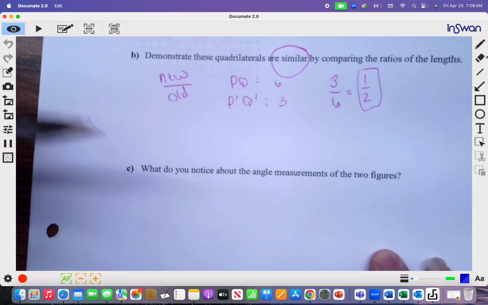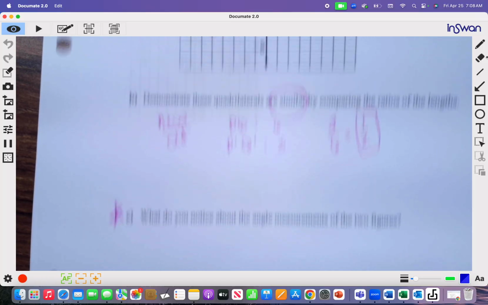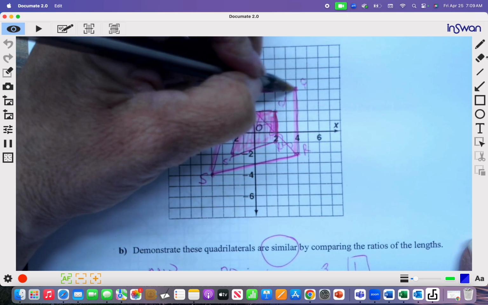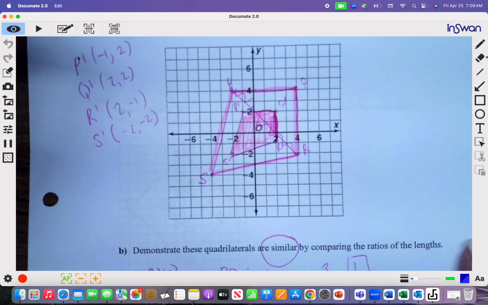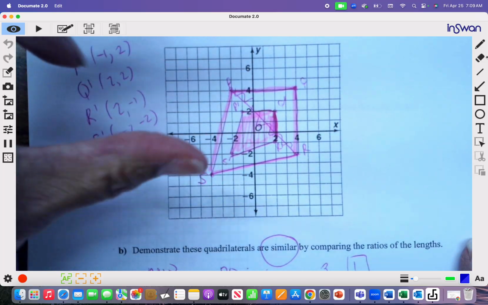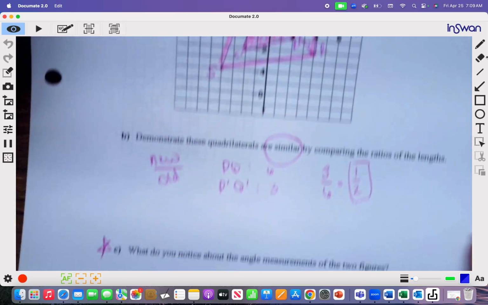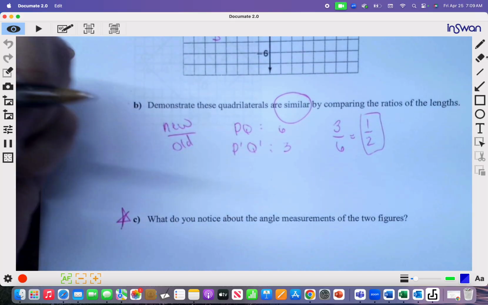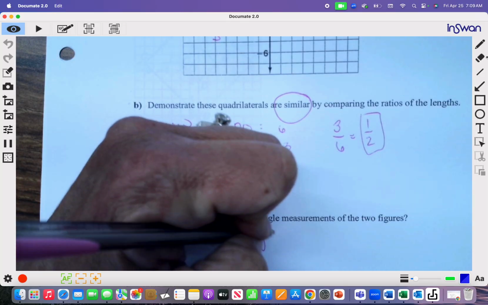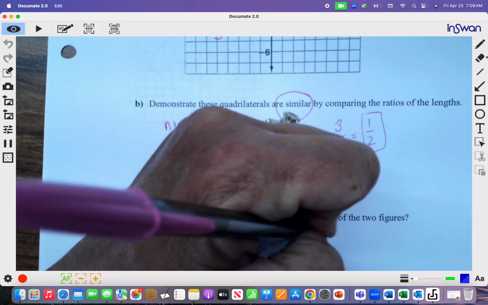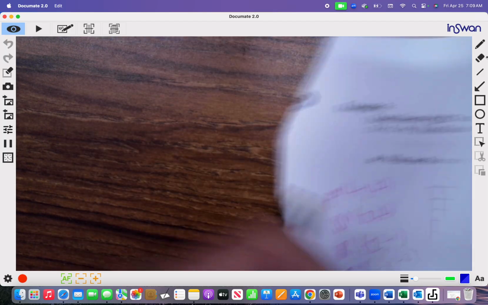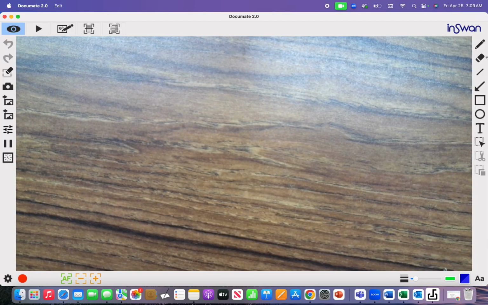And what do you notice about the angle measurements? Here's an important question. The angles stay the same. This is a right angle and this is a right angle. The angles stay the same. It's the sides that get bigger proportionately. It's like when you open up your phone and go like this, all of the angles stay the same measure. So what do you notice about the angle measurements of the two figures? They are the same. So the angles are congruent. It's the sides that change length, whether they become bigger or smaller.